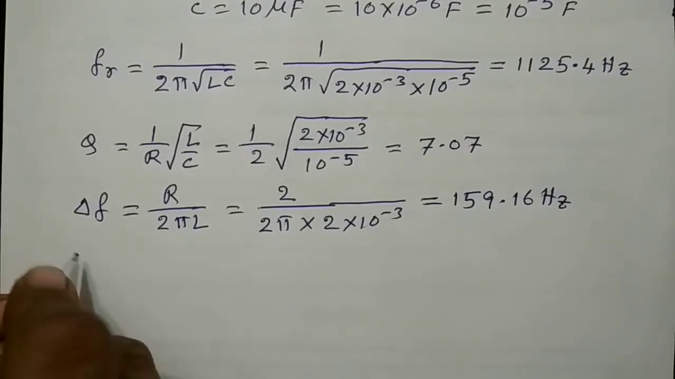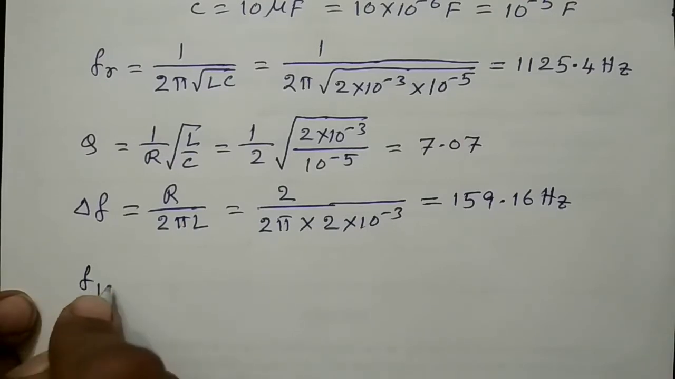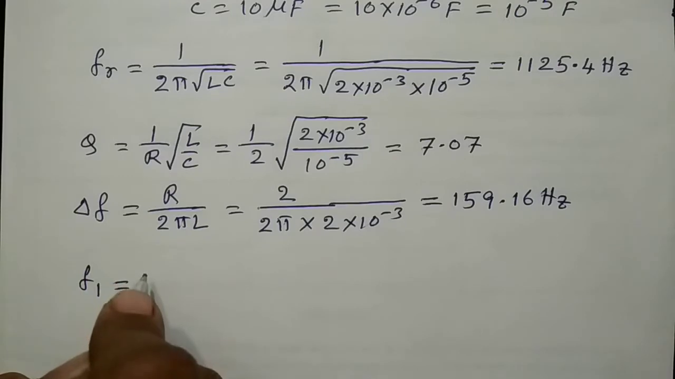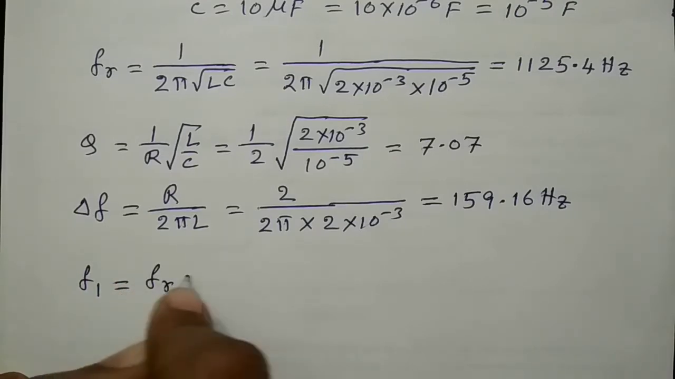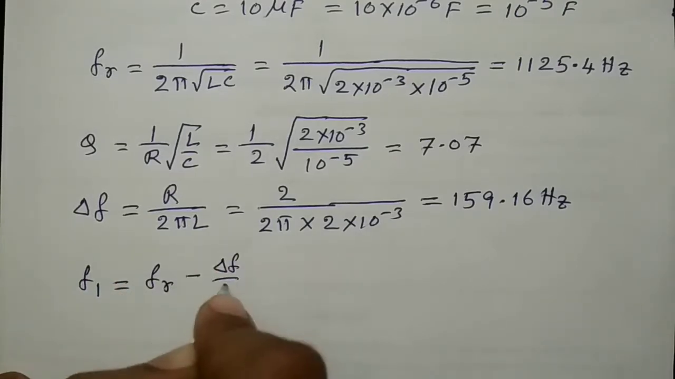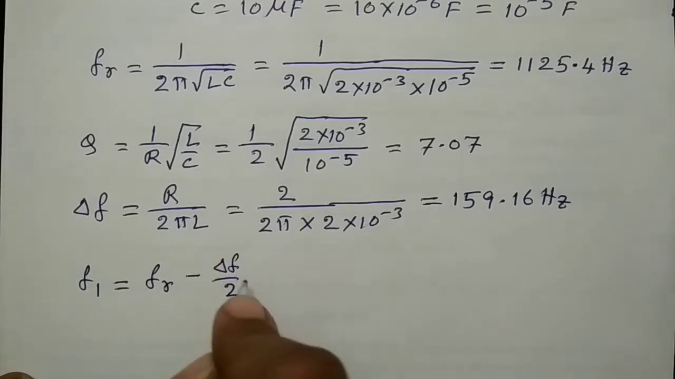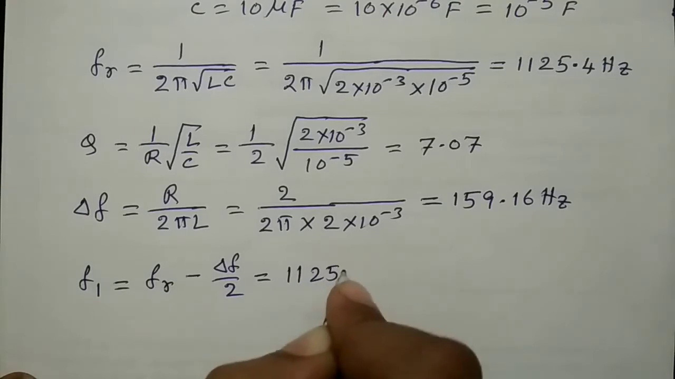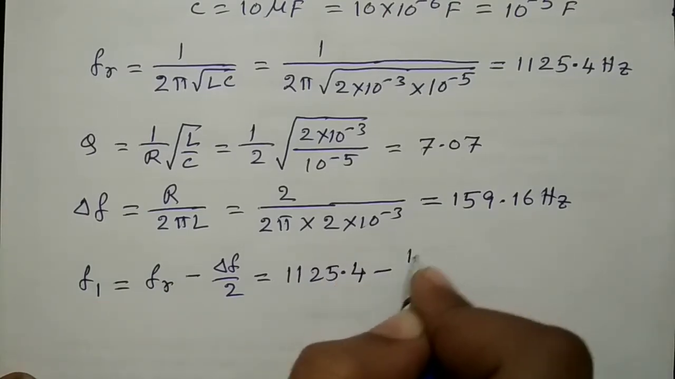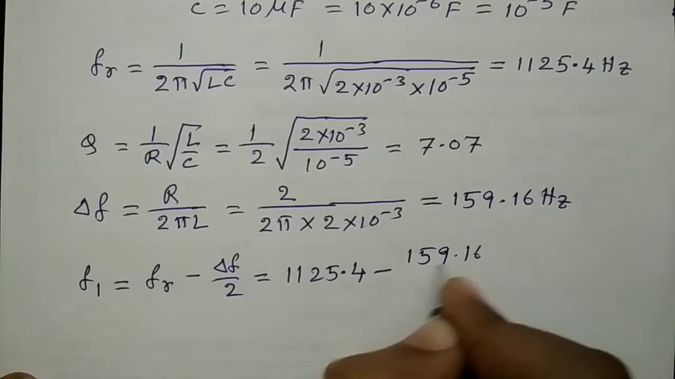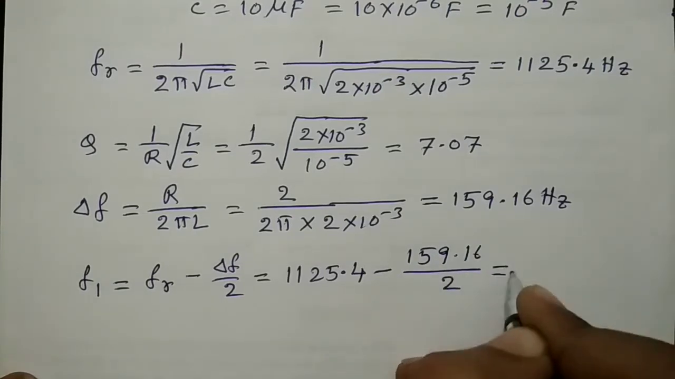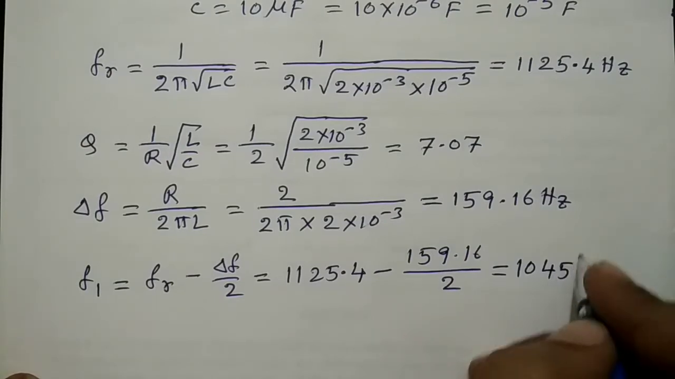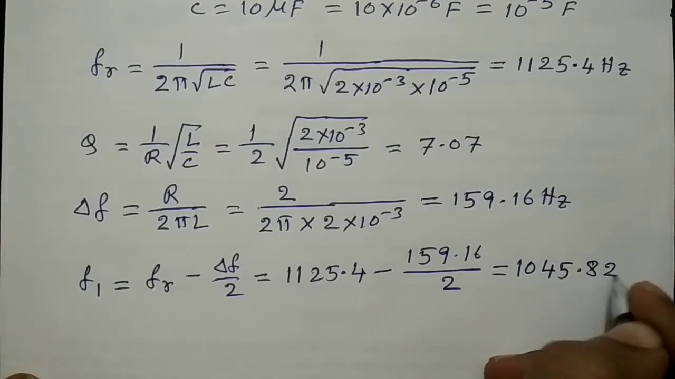The half power frequencies, that is the lower half power frequency and the upper half power frequency. So the lower half power frequency F1 is Fr minus del F by 2. So it will be 1125.4 minus 159.16 upon 2, and the value will be 1045.82 Hertz.